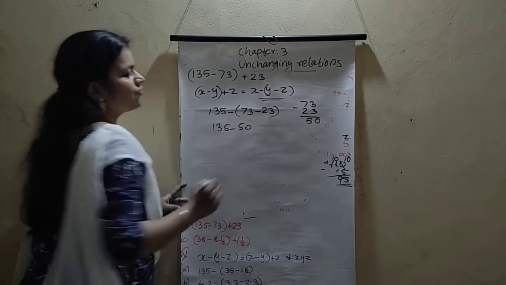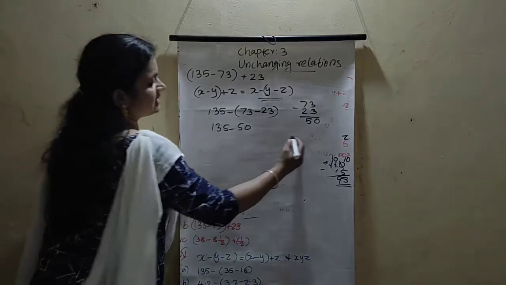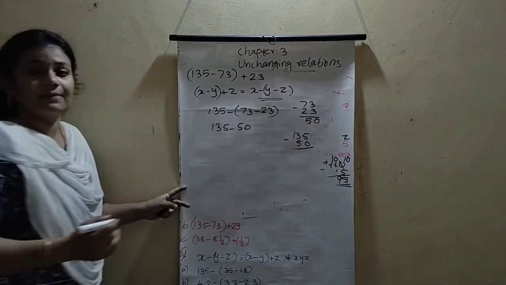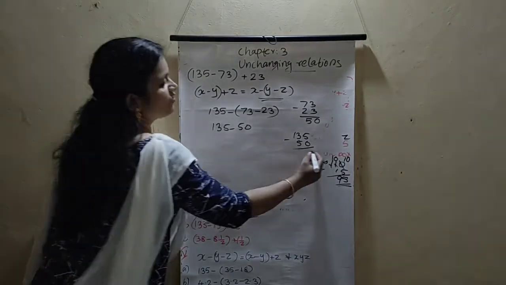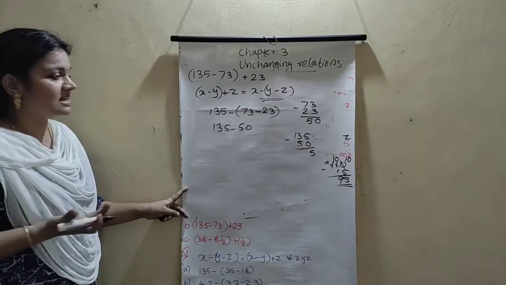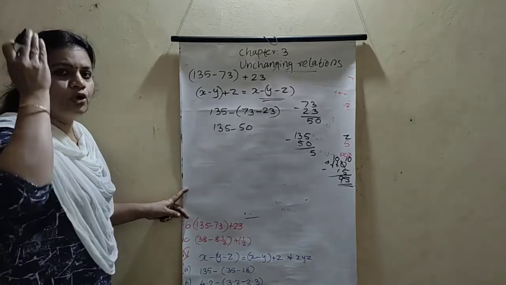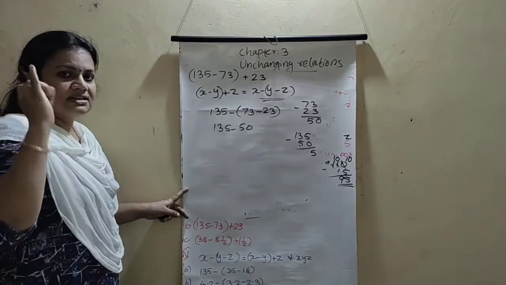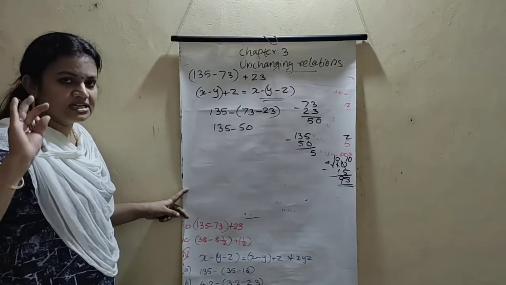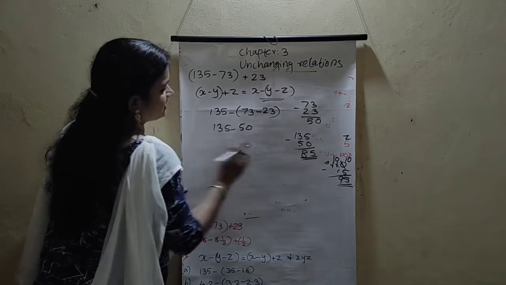135 minus 50. Then what is the answer? 135 minus 50. See, 5 minus 0, 5. 3 minus 5 possible? No. 13 minus 5, what is the answer? Count the 5 up to 13: 6, 7, 8, 9, 10, 11, 12, 13. How many fingers you will get? 8 fingers. Then what is the answer?